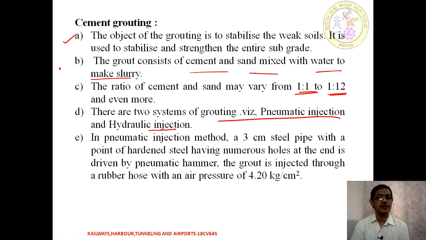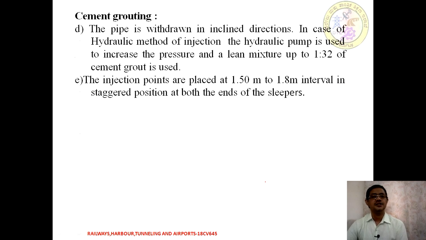In case of the pneumatic injection method, a 3 cm steel pipe with a point of hardened steel having numerous holes at the end is driven by the pneumatic hammer, and the grout is injected through the rubber hose pipe, maintaining a pressure of 4.2 kg per centimeter square. That is with respect to the pneumatic injection method. Next, this pipe is withdrawn in an inclined direction.